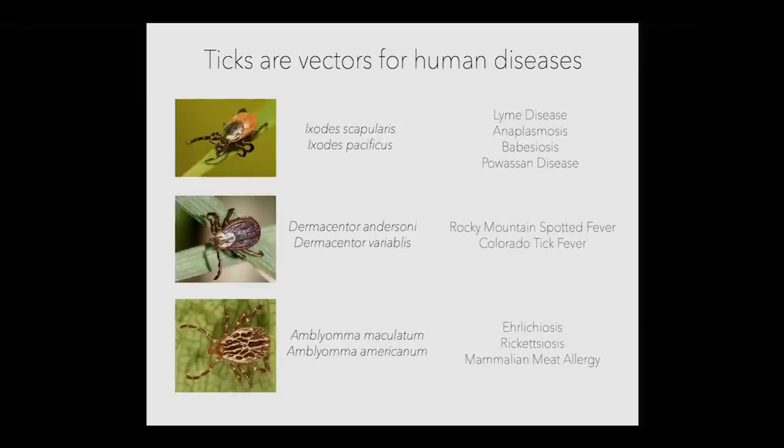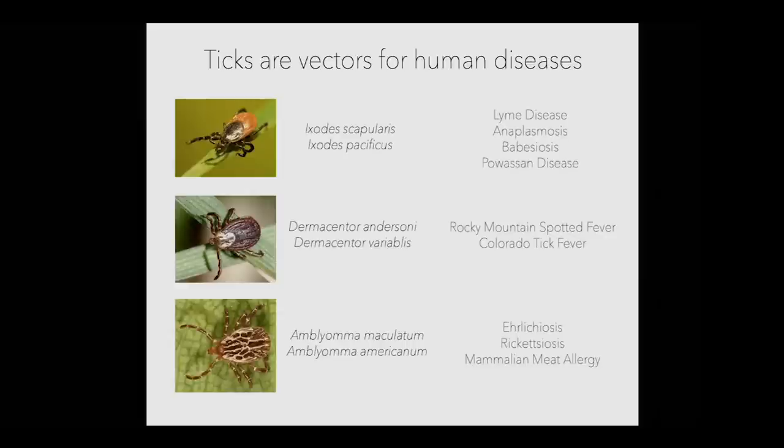And these microbes mean that they cause different diseases. And so what you can see here in the red text on the right are the diseases that are caused by each of those different ticks. And so they're categorized based on the ticks that are able to transmit these different pathogens. And so what you can already see here is that there is specificity to this.